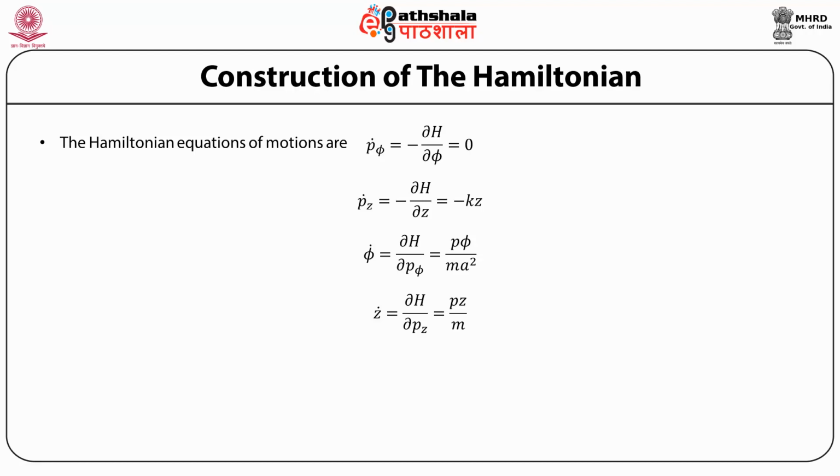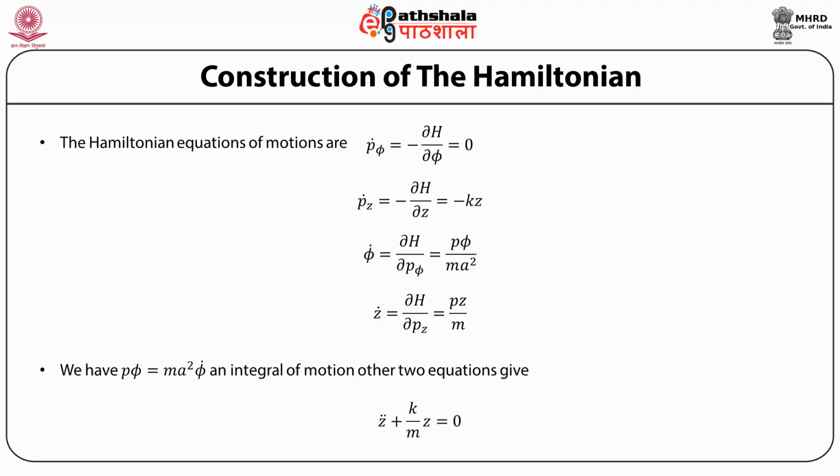So, from the first equation, which says p phi dot is equal to 0, we have p phi, equal to m a square phi dot, is an integral of motion. So the first equation gives us an integral of motion where p phi is a constant. The other two equations can be combined to give us z double dot plus k by m times z equal to 0, which is the equation of an oscillator, and the solution is straightforward.